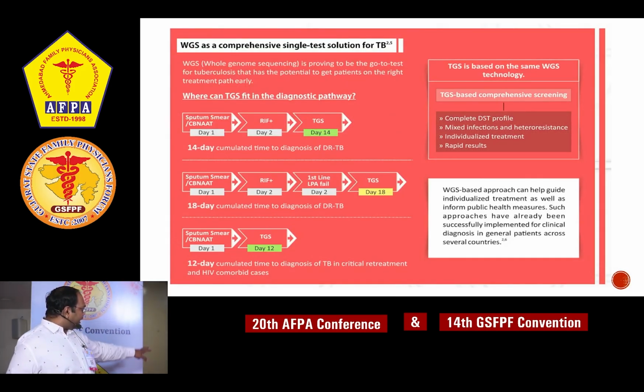We can get the result by 14 days if you go through the government guideline. We can get whole genome sequencing results by the end of 18 days if you again go with the government guideline. But if you are directly approaching the patient with WGS, you can get the report within only 12 days.